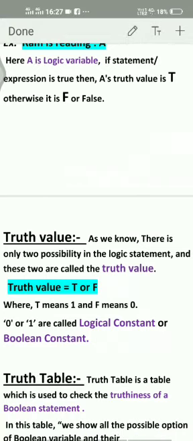Now what is the truth value? As we know, there are only two possibilities in a logical statement, and these two are called the truth values. And what are the possibilities? The expression may be true, meaning T, or the expression may be false, meaning F. T and F are the truth values. 0 and 1 are the logical constants. Okay.